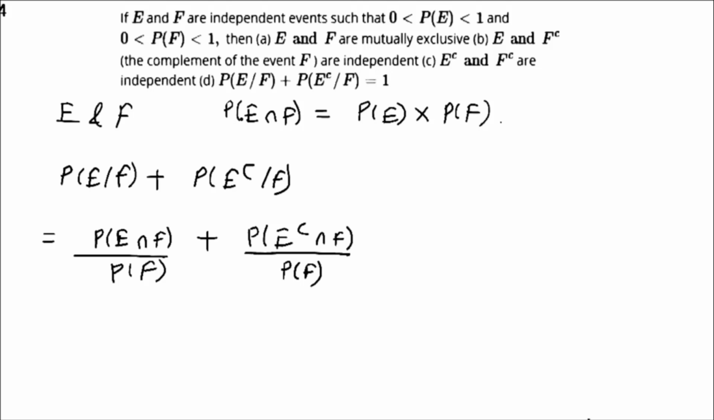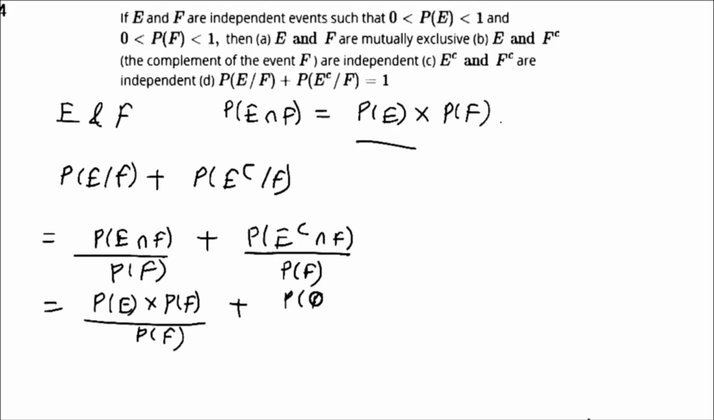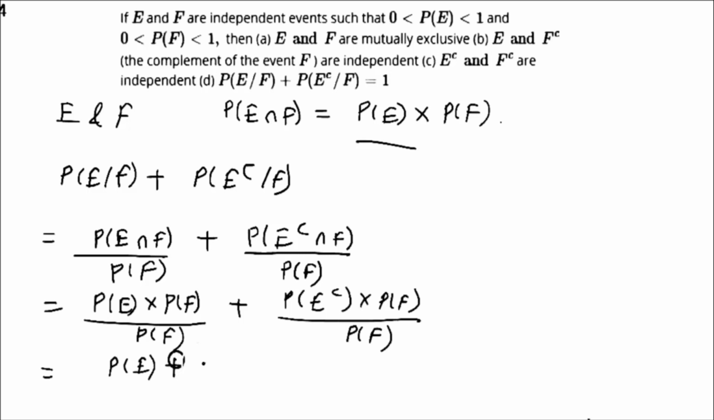Now we have the probability of E intersection F as this thing, so we'll substitute here. This is the probability of E times the probability of F, whole divided by the probability of F, plus similarly here the probability of E complement times the probability of F, whole divided by the probability of F. The probability of F is cancelled from numerator and denominator, so it will be the probability of E plus the probability of E complement, and now the probability of E plus the probability of E complement will be 1. So this statement is correct.